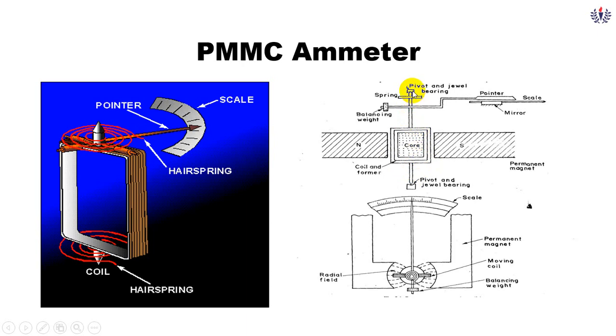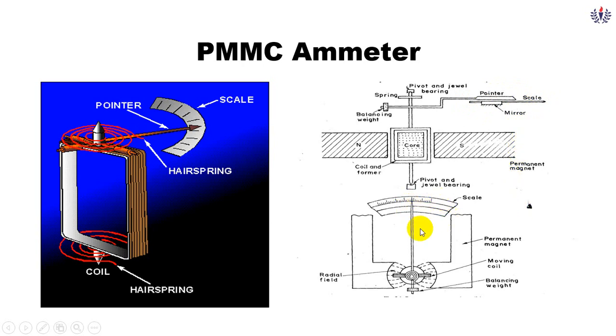This spindle is mounted over a pivot with a jewel bearing where it can be rotated freely, and it is controlled by the spring. That is the spring control, and the pointer in turn is connected with the balance weight for balancing this pointer. And you can see a scale and mirror arrangement where the pointer can show the values.